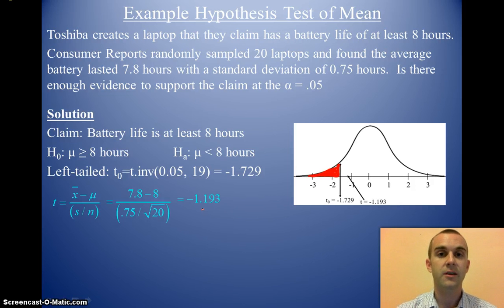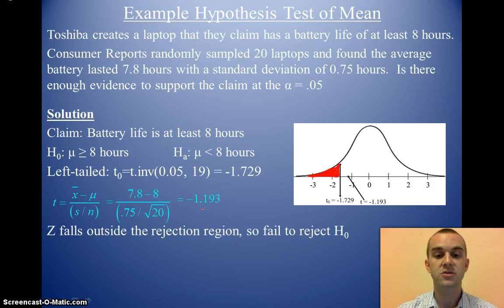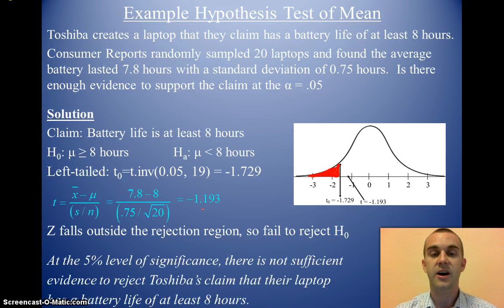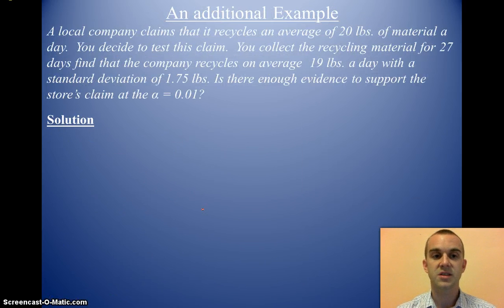Now if I look at my graph, that does not fall in the rejection region, so I would fail to reject the null hypothesis. What this means is at the 5% level, there is not sufficient evidence to reject Toshiba's claim that their battery life is at least 8 hours. Let's look at another example.